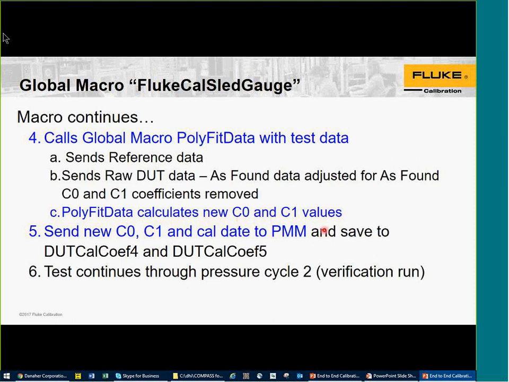And then it sends these new values to the pressure measurement module and saves them to the DUT cal coefficient 4 and 5, and those are saved to the data file. So whether you choose to put some saved data on the calibration report or not is up to you, but it can be saved in the data file. And then even in the macro spy or macro log file. Once we've sent those new coefficients to the module, the test continues in pressure cycle 2, which is the verification run.